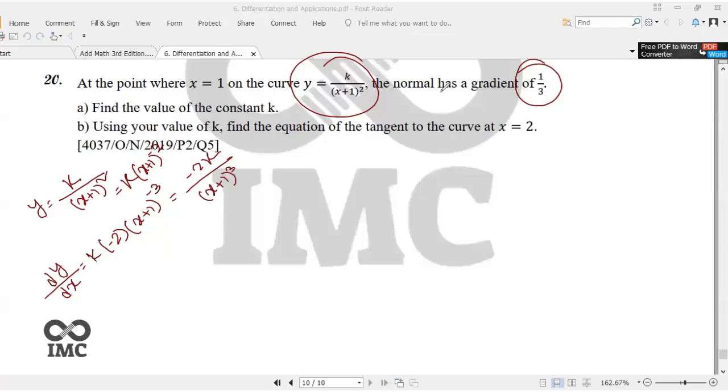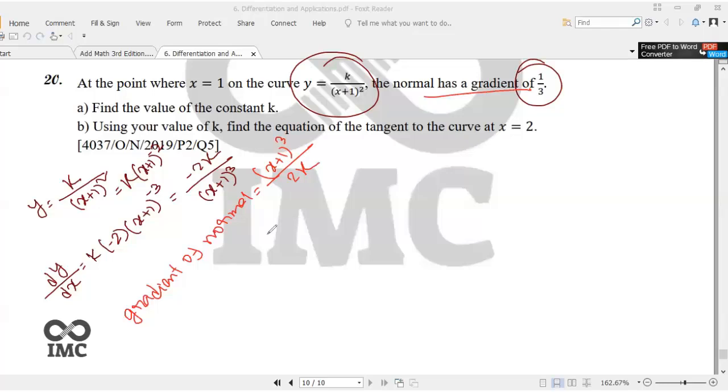Now, the question says here the normal has a gradient of 1 by 3. So if this is the gradient of the tangent, then what will be the gradient of the normal? Just negative reciprocal. Okay. So we can write gradient of the normal will be negative reciprocal. So it will be (x plus 1) whole cube by 2k.